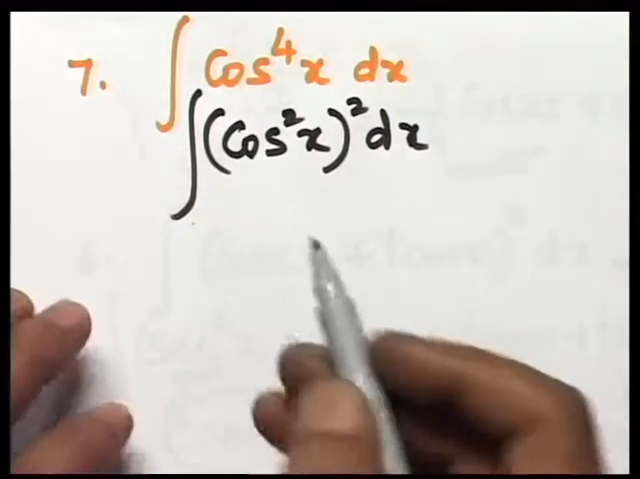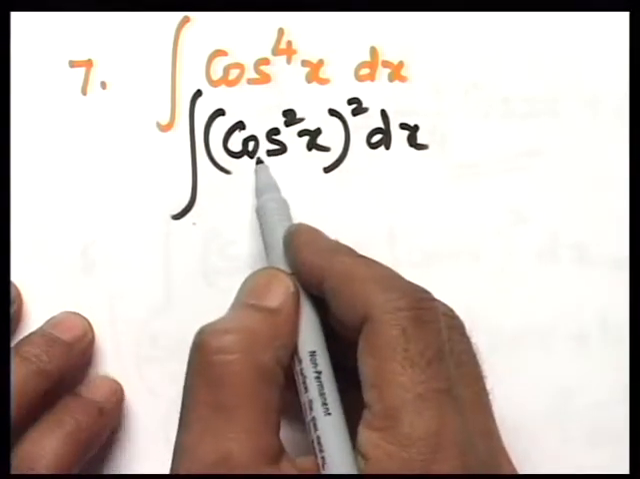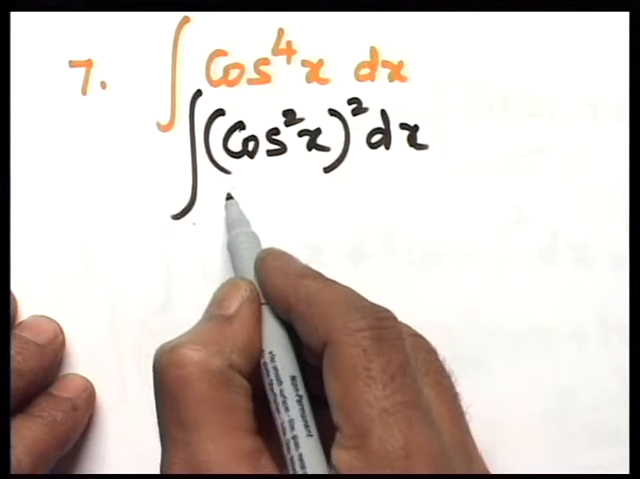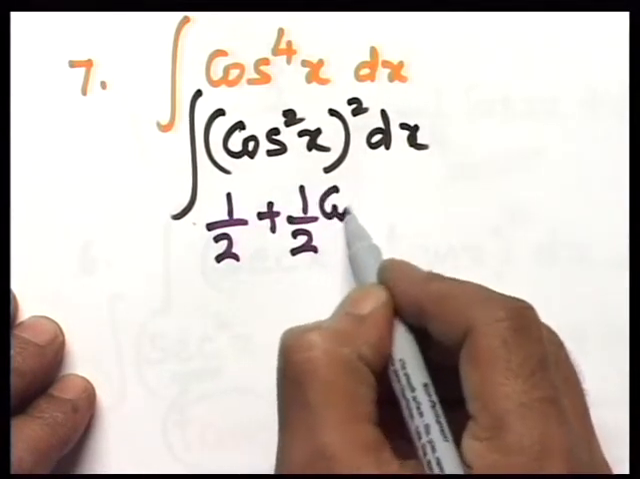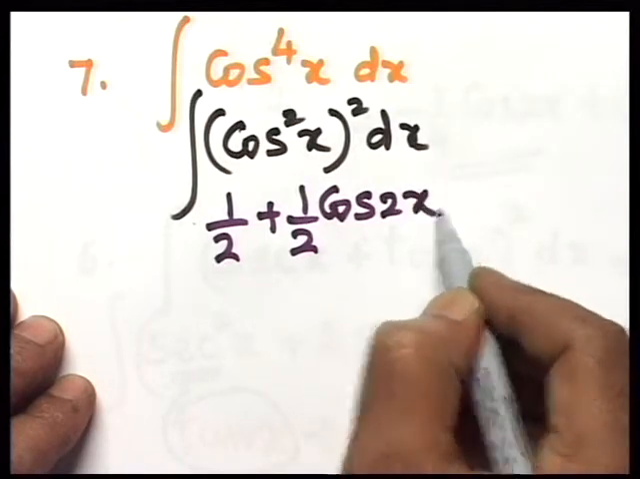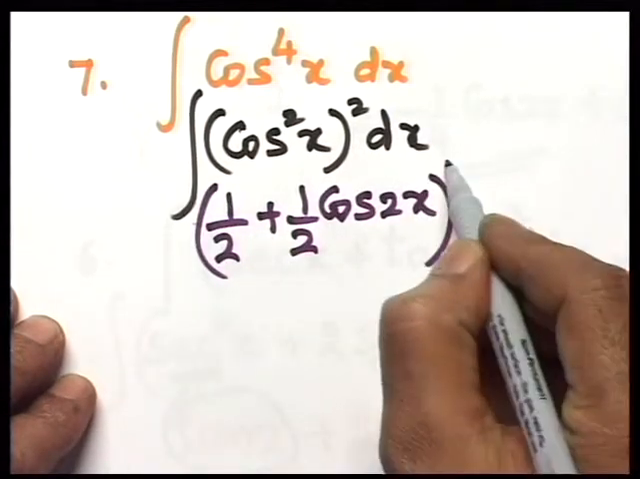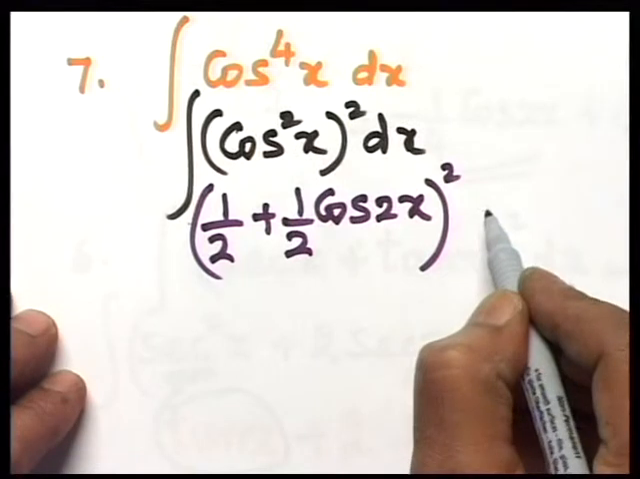So that comes down as, we all know, we have done that once, right? So that's a half plus half cos 2 theta. That's what we had, of 2x. And then we have a whole square and dx in the end.